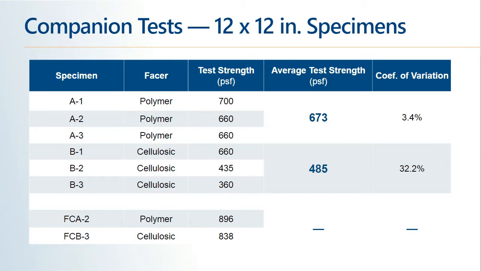And it underscored, I think, one reason why it was a good idea to test the full 4-foot by 4-foot size specimens. Then just to check ourselves, we wanted to test, what if we made a full coverage specimen? In other words, not a ribbon, but we completely covered the entire 12 by 12 area with low-rise foam adhesive, and we did that for one sample. Those samples called FCA would be full coverage of the polymer-coated A specimen, and that was 896 pounds for that one sample, and full coverage B was the cellulosic, 838 pounds per square foot.